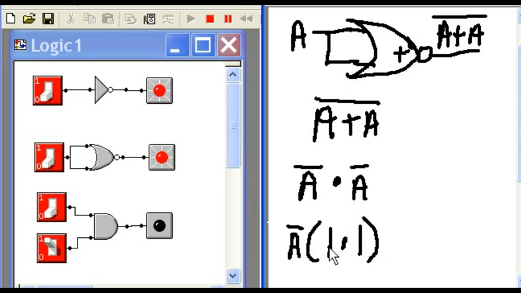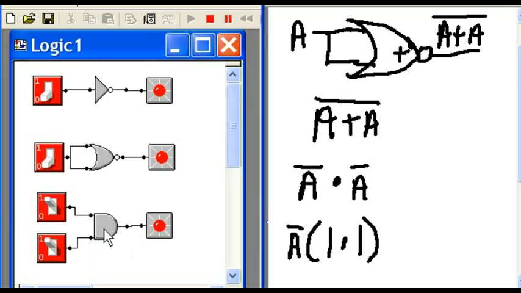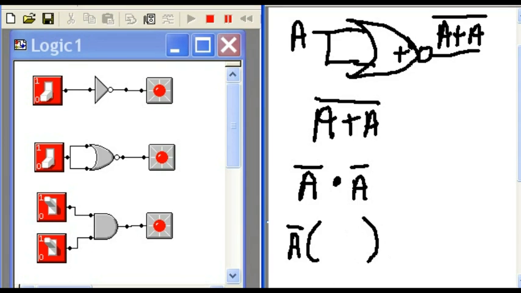Now, if you take 1 and AND it with a 1, what's going to happen? Let's go over here and find out. Here I have a 1 coming into this AND gate, and I've got a 0 coming onto the other AND gate. I'm going to change this to a 1. What happens? 1 ANDed with 1 always gives me a 1. So I can rewrite this over here as A not and 1.